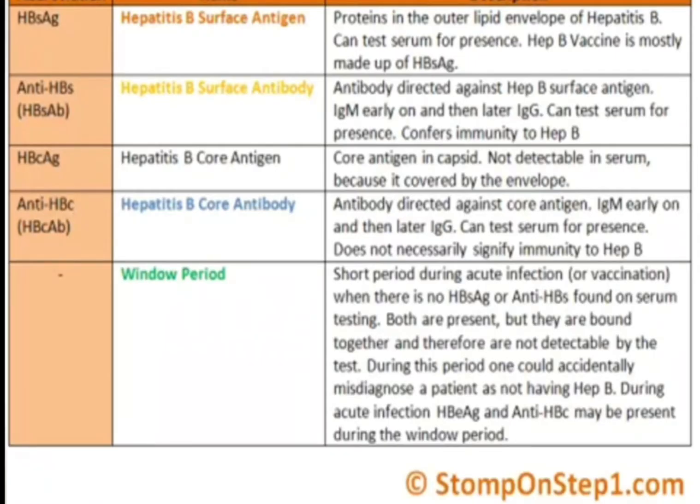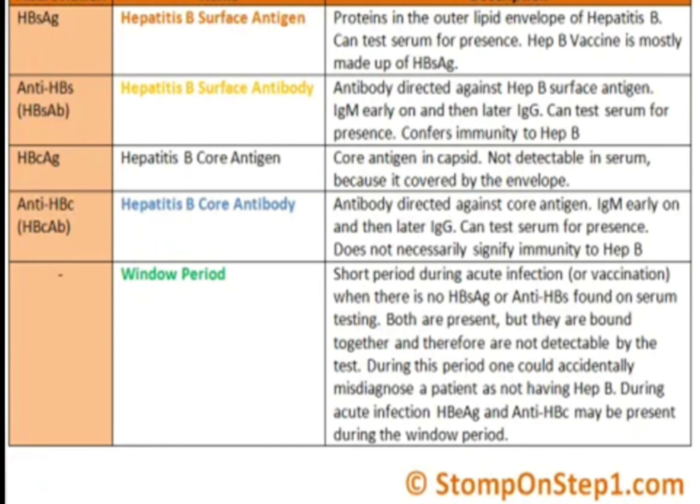So when we talk about diagnosis, we need to talk about a few serum markers of hepatitis B. So we've got hepatitis B surface antigen, hepatitis B surface antibody, hepatitis B core antigen, hepatitis B core antibody, and then we have a window period. So it's better if we understand the terms before we look at the diagnosis and when each of them are present.